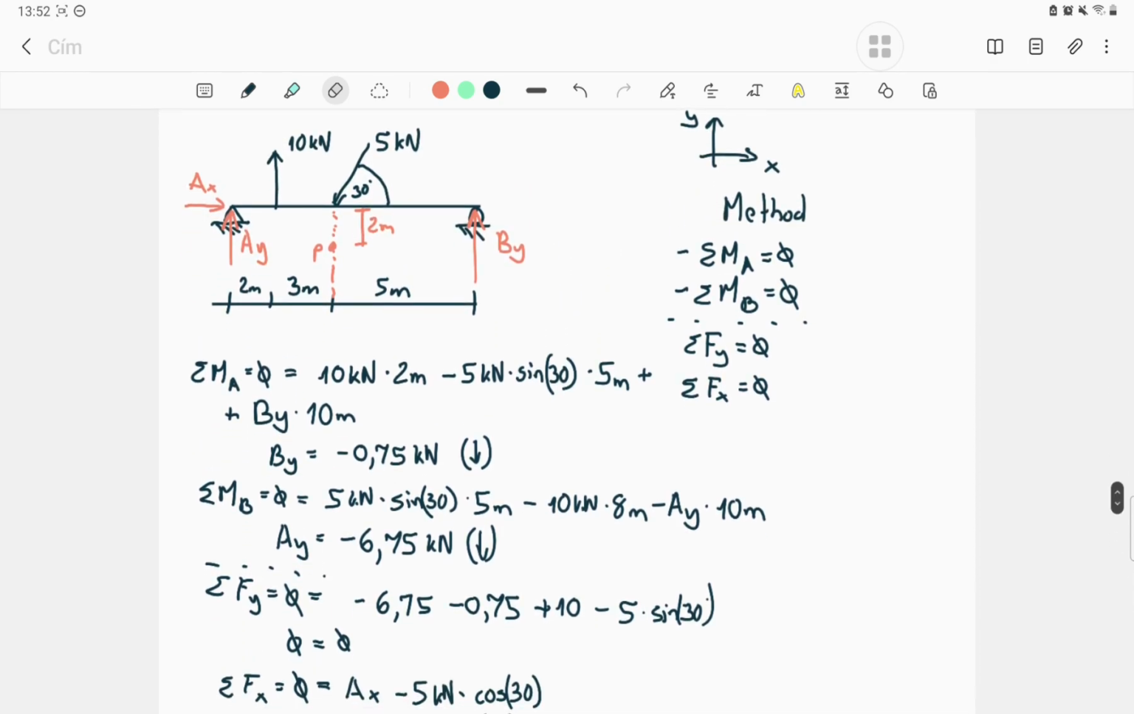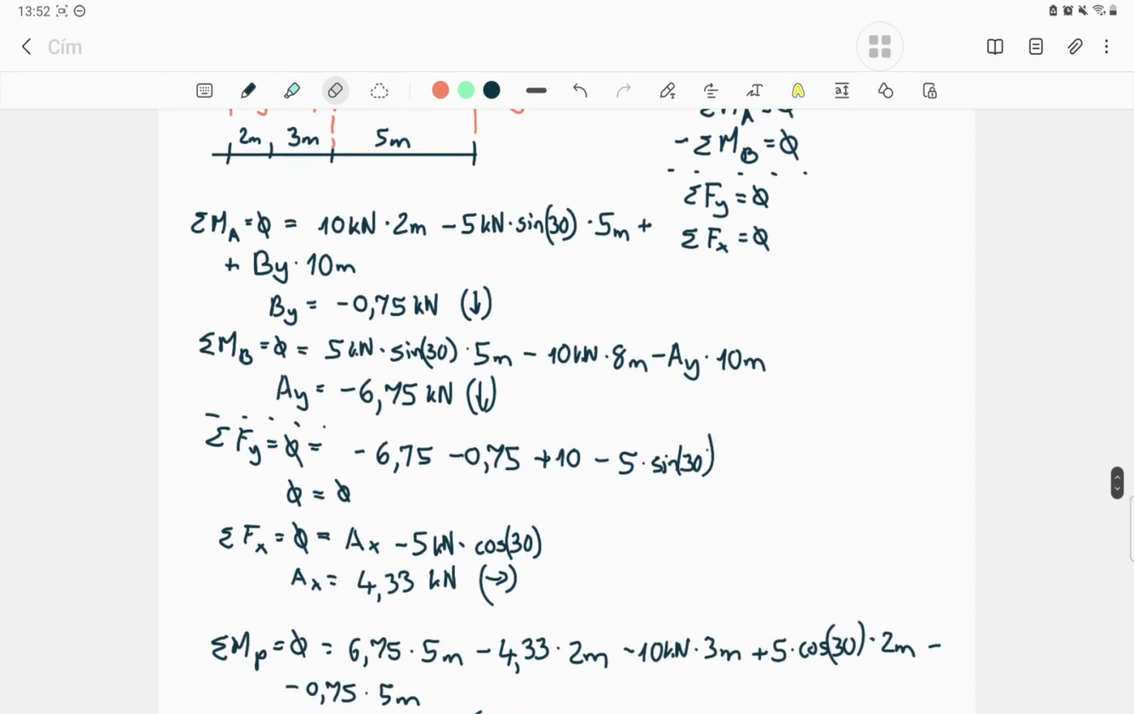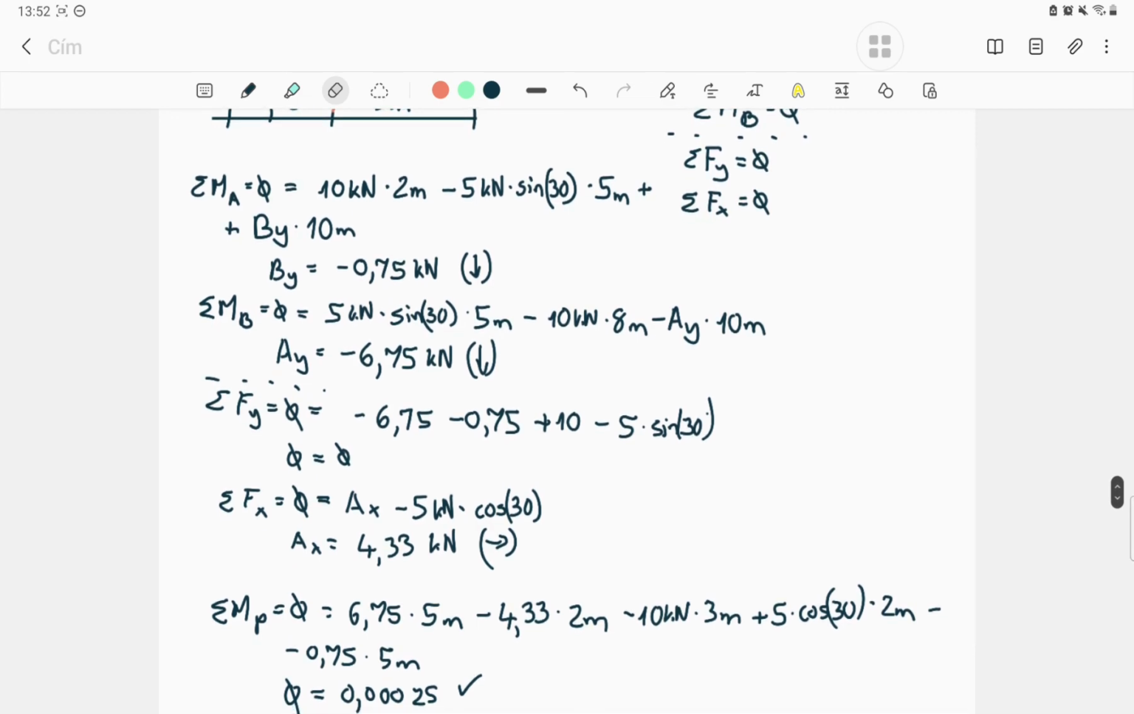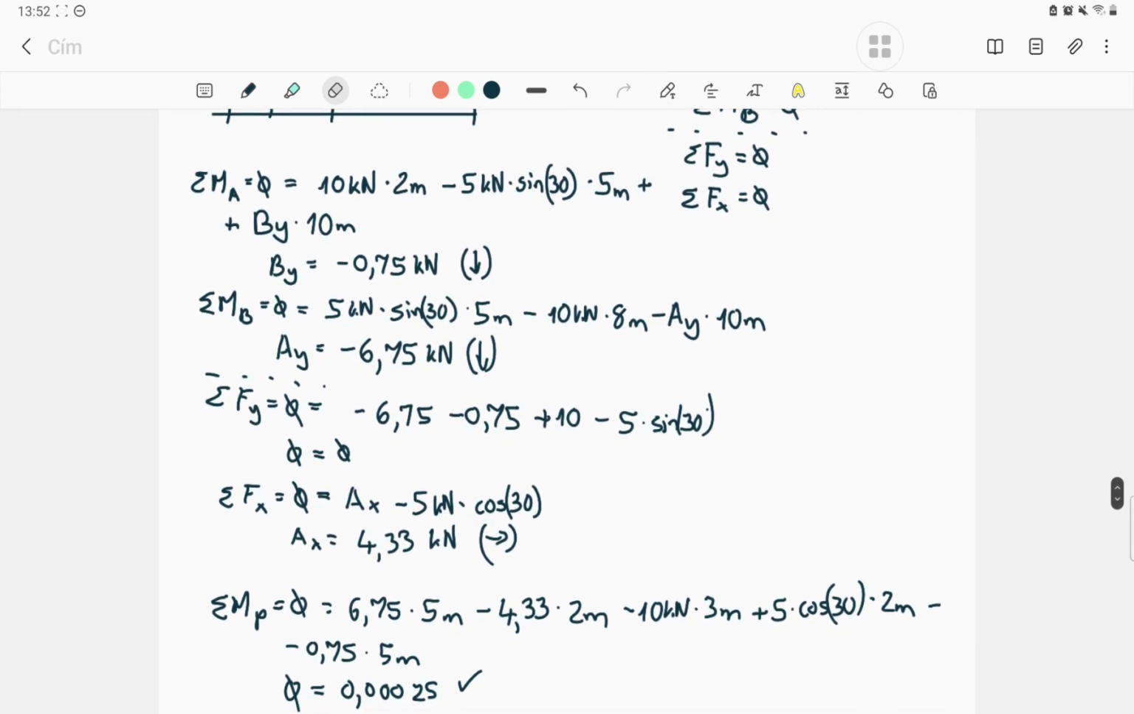Okay guys, this example was only that one. We found everything, and everything is 0, 0 equals 0, so we finished this one.